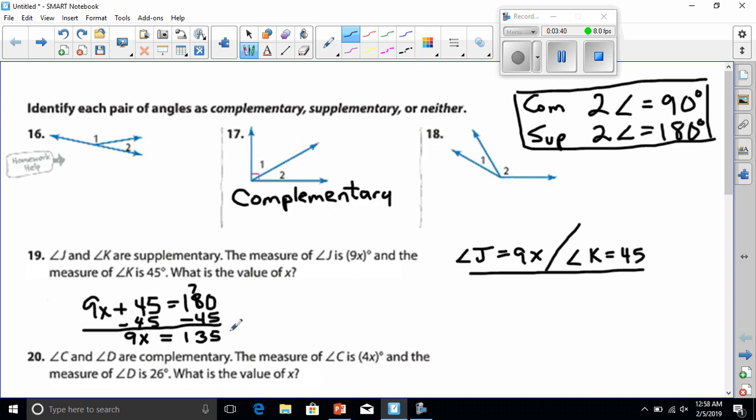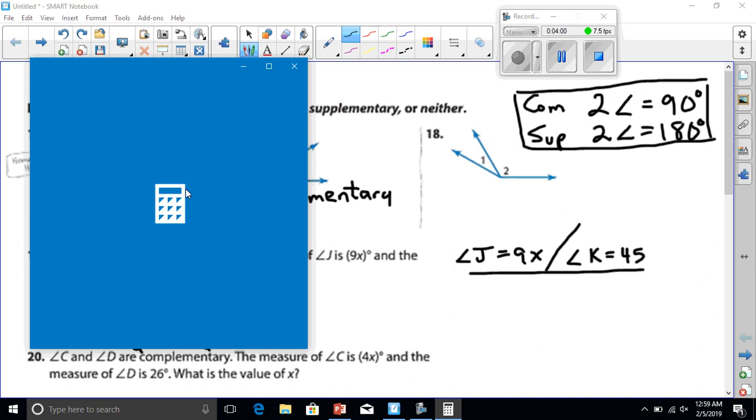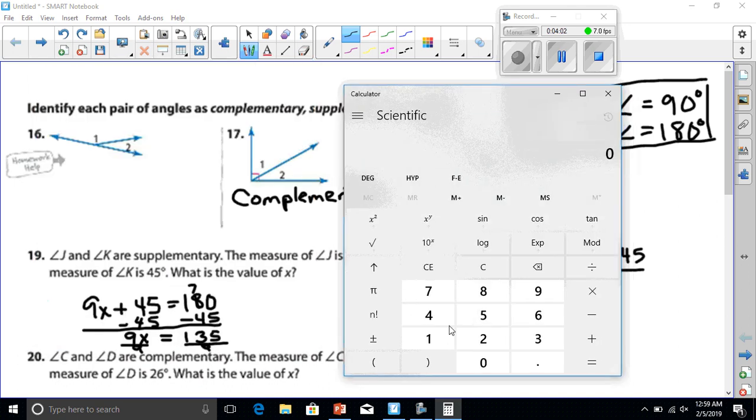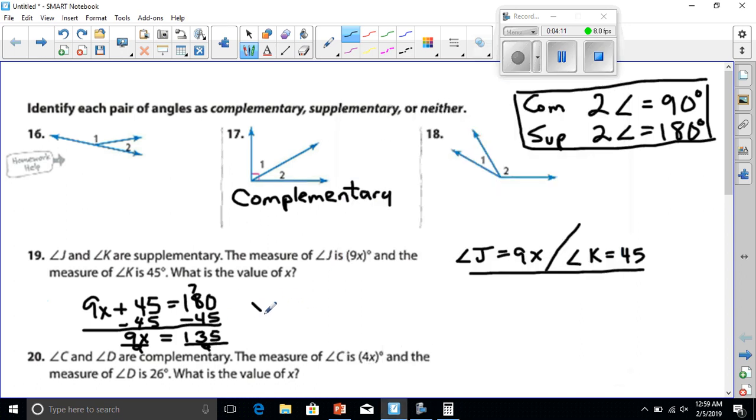Now I have to figure out how to get 9 away from x. Well, I'm going to divide 9 away. Whatever I divide from one side, I divide from the other. So now I have 135 divided by 9. Let's put that in our calculator. Well, 135 divided by 9 is 15. So that means x equals 15. That's pretty easy.